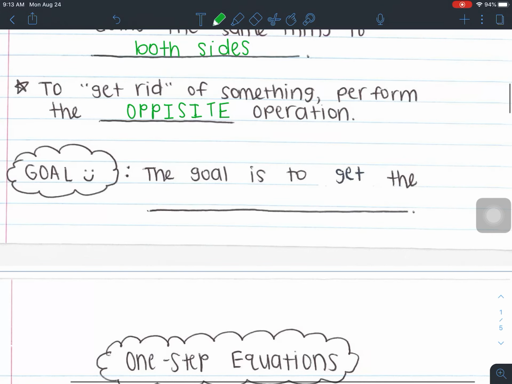Okay, what's the goal here? Well, the big goal that I'm trying to do when I'm solving an equation is to get the variable by itself. And I'm not going to say get x by itself, because sometimes it's not x, sometimes it's m, sometimes it's t, it just depends on the problem. So your goal is to get that variable by itself. If it says to solve, that's what you're asked to do.